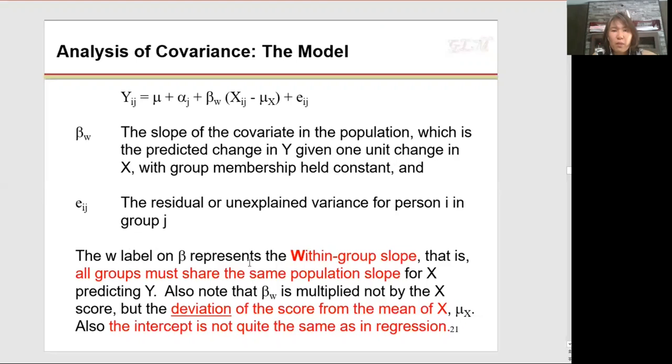The W label on beta represents the within group slope. That is, all groups must share the same population slope for X predicting Y. Also note that beta within is multiplied not by the X score, but by the deviation of the score from the mean of X, mu X. Also, the intercept is not quite the same as in regression.